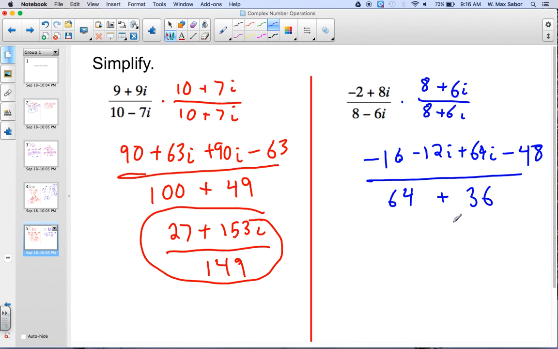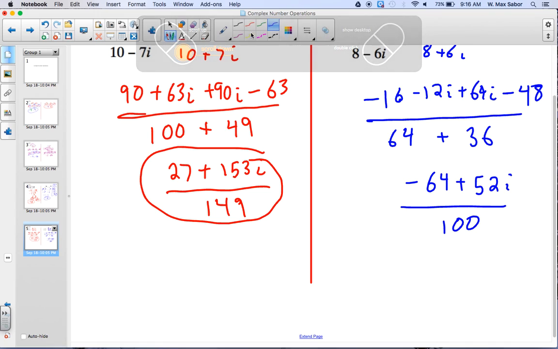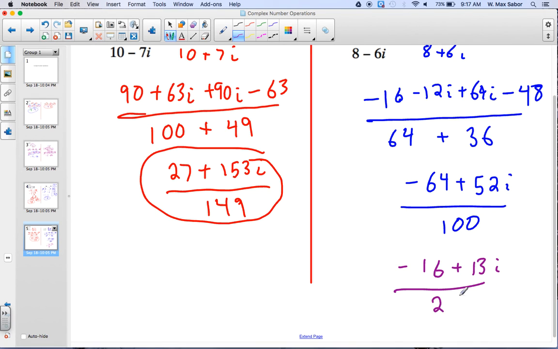The numerator, negative 16 plus negative 48, is negative 64, and these two add up to 52i, and the denominator adds up to 100. That is not your final answer because, unlike over here, these three numbers are all divisible by the same thing. In particular, they're all divisible by 4. If you said 2, that's fine, as long as once you divide by 2 the first time, that you check to see whether you can divide by 2 again. So if I divide each of these by 4, I get that, which is our final answer.